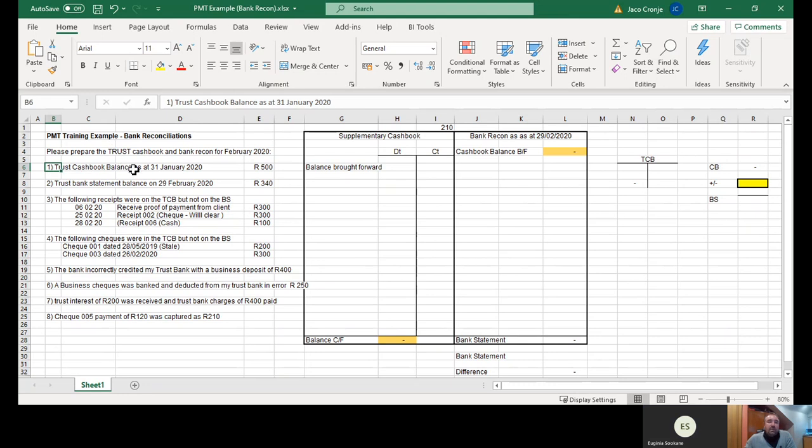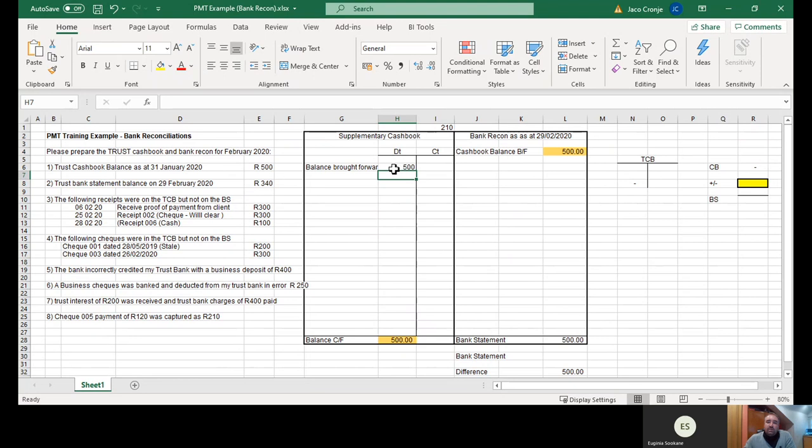Our cash book balance as at 31 January 2020. That basically means that's our opening balance for our cash book. Somewhere up there, we would have had a whole lot of transactions, and those transactions would have given me a total, and that's now my starting balance for my new ledger. And it's a positive amount, so I'm going to enter that on the debit side. Then it says my trust bank statement balance on the 29th of February is 340 rand.